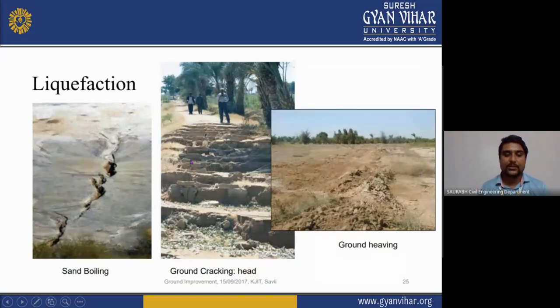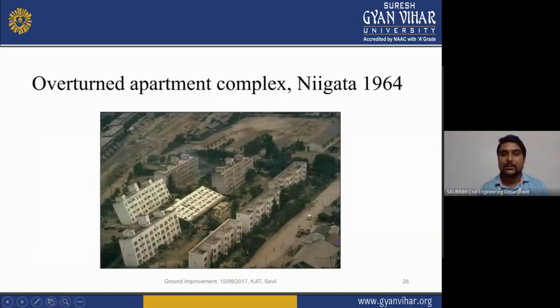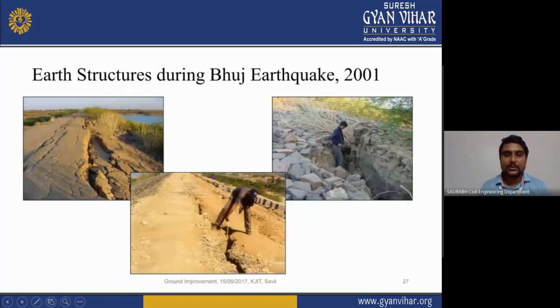Now come on to liquefaction. As you can see here, there is liquefaction with sand boiling, that is ground cracking, and that is your ground heaving. Overturning of this apartment which collapsed due to the liquefaction of soil, as you can see in this image. And there are some examples of liquefaction, as you can see, which happened with the Bhuj earthquake in 2001. It happened in Gujarat, as we all know.